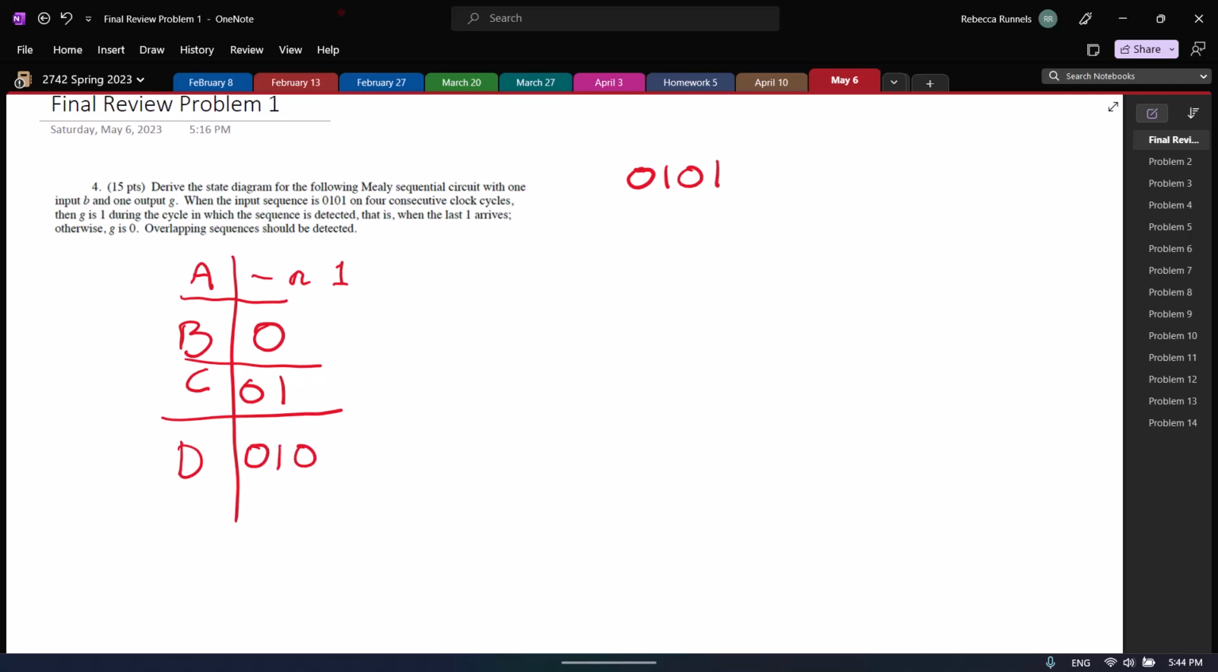And those are all the states I need for a Mealy machine. If I had a Moore machine, I would have to have one more state for 0, 1, 0, 1. But for a Mealy machine, once I get to state D, if I get a 1, then I can go back to some other state. I don't need to have a separate state for that. So here's going to be my state diagram. I'll start with state A, and I'll also have that be the reset.